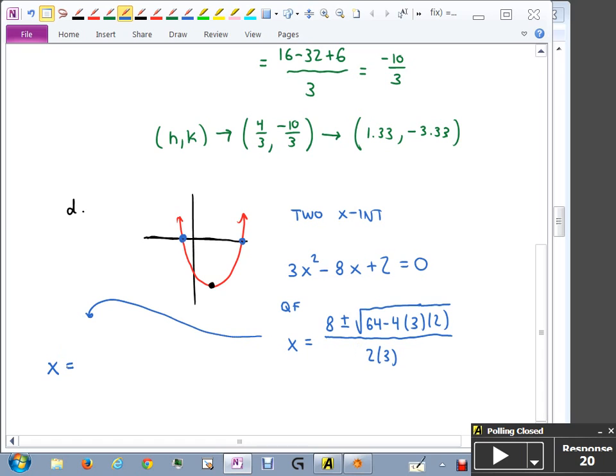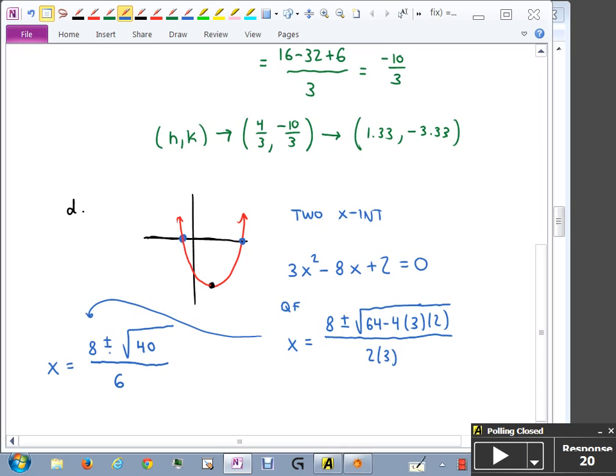The answers will be 8 plus or minus square root. Let's figure out what this is. I like to do it this way. 4 times 3 is 12, times 2 is 24. But then I'm going to be taking it away. So when you take 64 and you take away 24, what are you left with? 40. So I have square root of 40 all over 6. Now get on your calculator, do the square root of 40.